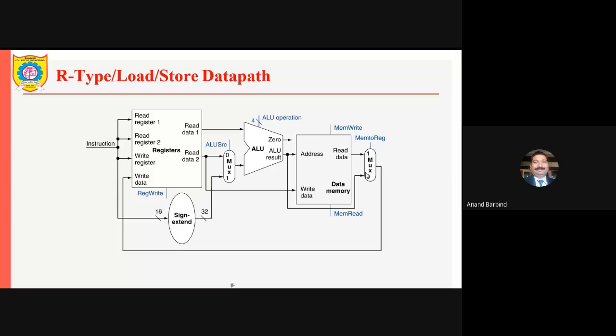Okay, and in that case, when the output of the ALU is selected by this multiplexer, it goes back to the write register. Okay, that means contents of two registers are read, an operation is performed on them by the ALU, and the result is stored back into the third register from here. Okay, so that happens in the R type of instruction.